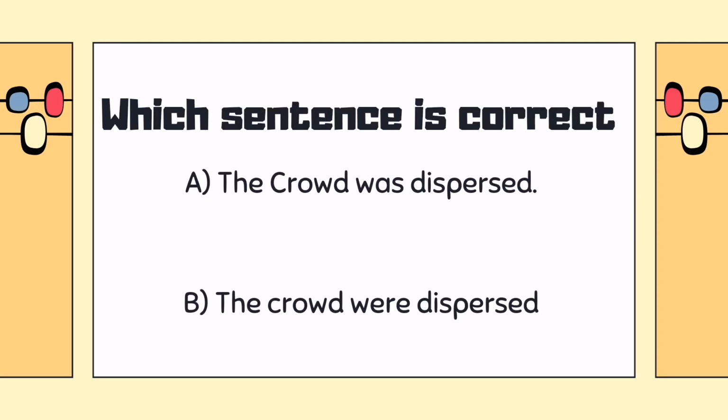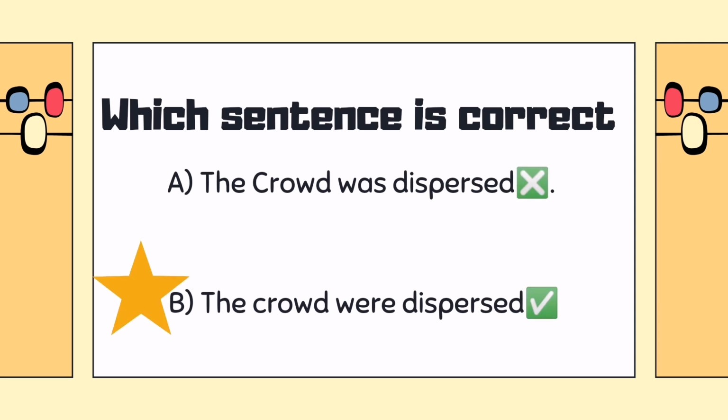Okay, another tricky sentence. Which sentence is correct? The crowd was dispersed or the crowd were dispersed? Which verb can we use with crowd? Yes, the crowd were dispersed. Why is it so? Let me explain. The crowd is basically a collective noun. And you know, when we use a collective noun, we normally use a singular verb.